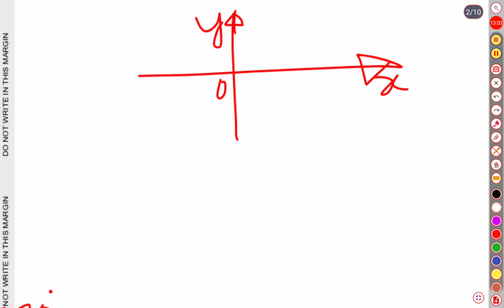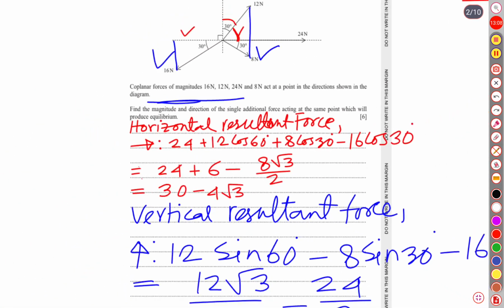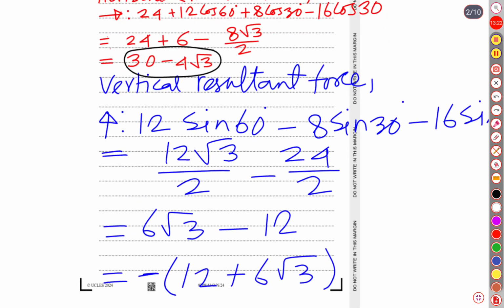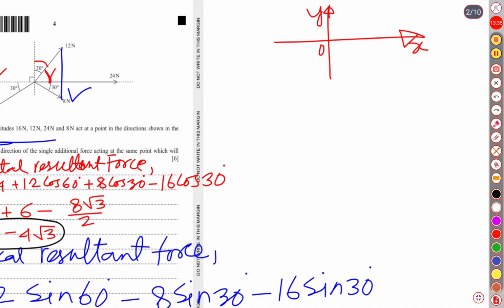Let us see the quadrant in which the resultant force falls. Our x direction is positive, the resultant force along the x-axis is positive. But our vertical force is negative. So x is positive, y is negative. What is the quadrant? Our resultant force is over here, and this will be our angle.